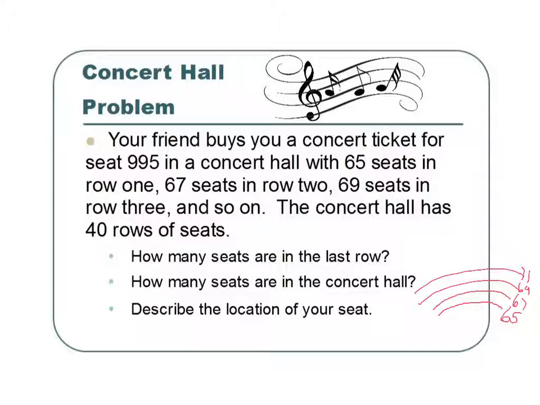All right, and so for how many seats are in the concert hall, you'd have to look at how many are in each of the rows and add that up, which again would take forever. And then we're going to figure out where our seat is. So we're looking for ways around that, looking for patterns in this sequence.